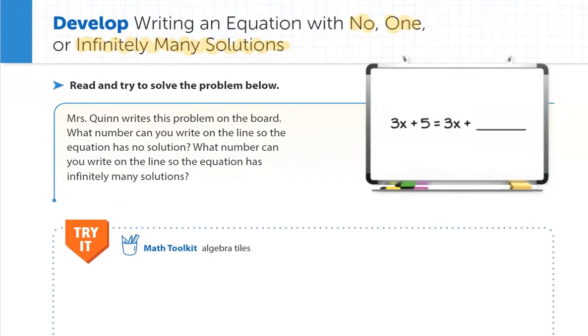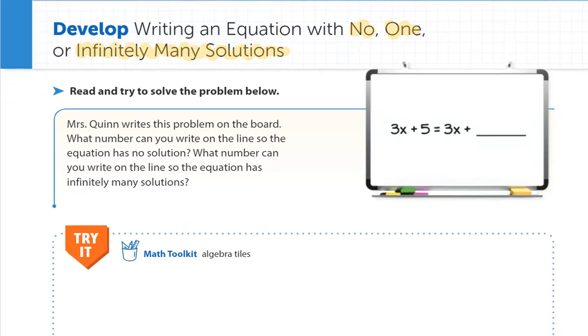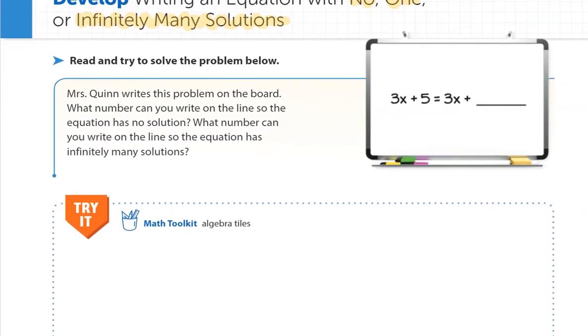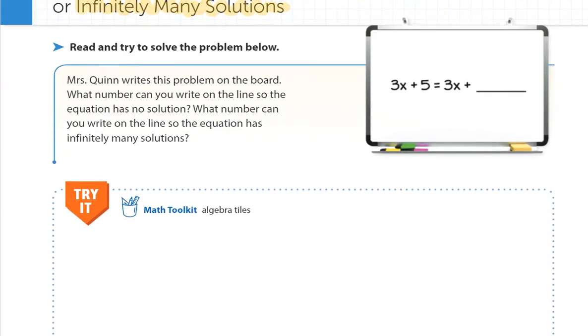So our try problem says that Mrs. Quinn writes this problem on the board. And we're going to complete it in two different ways. First is, what number can you write on the line so that this equation doesn't have any solution? And what number can you write on the line so the equation has infinitely many solutions? And remember, infinitely many solutions is when the answer is true.